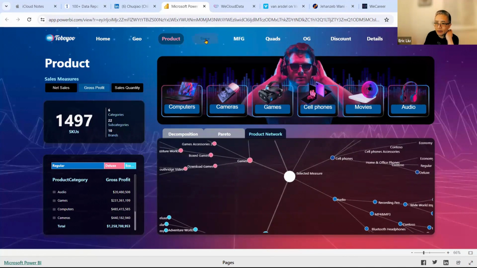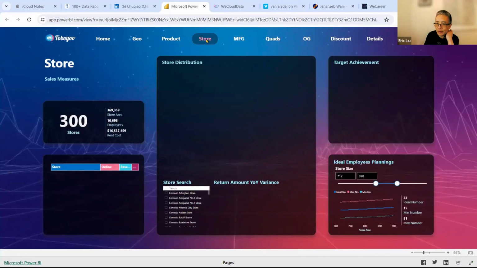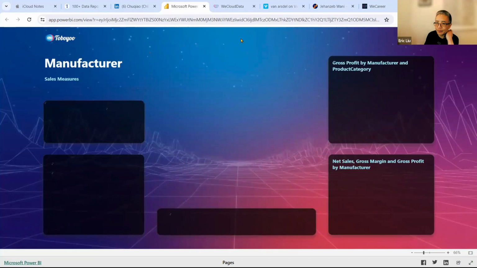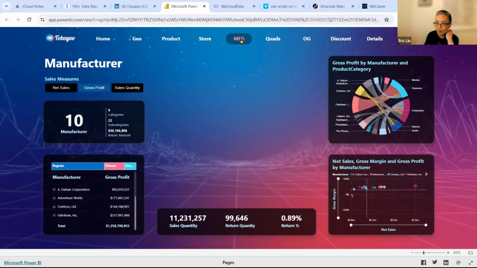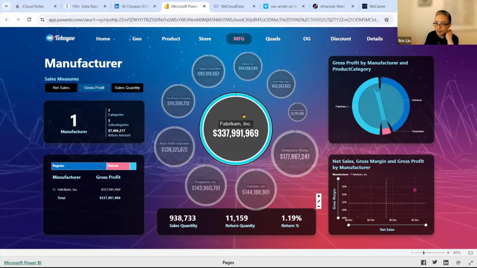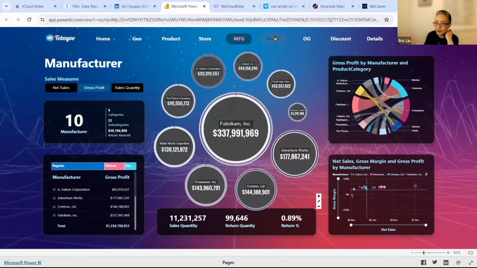All right, so if I go to store, I can also go to manufacturer. Yeah, so this is a major manufacturer, and everything will reflect that one. Or I can switch to a different one. It's very easy to navigate.